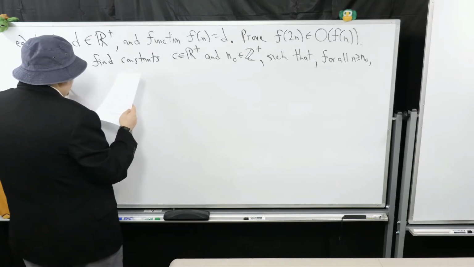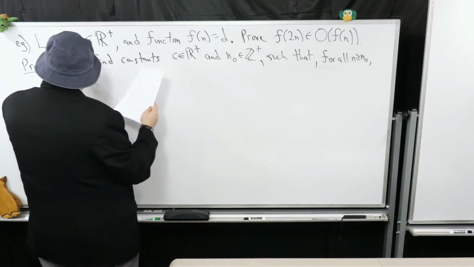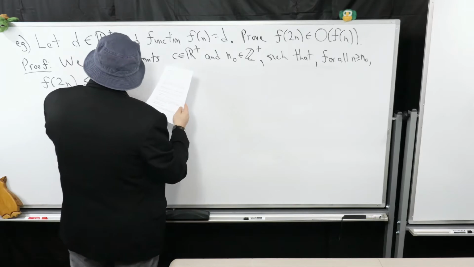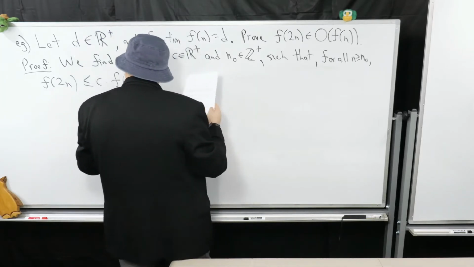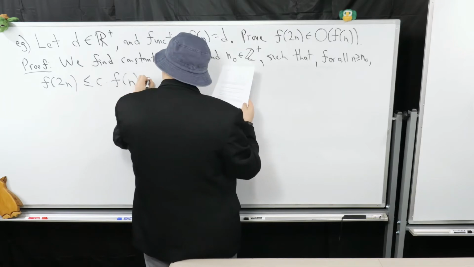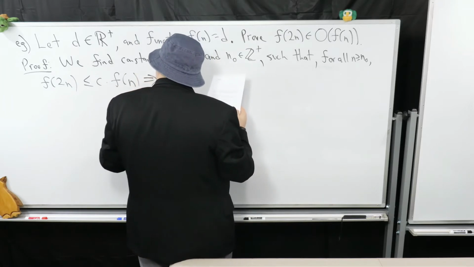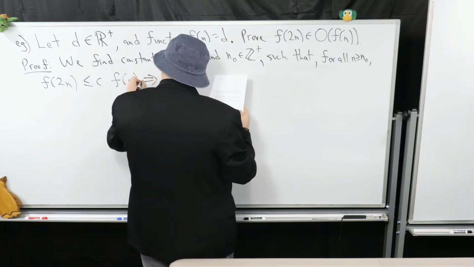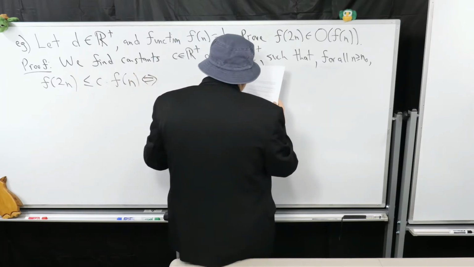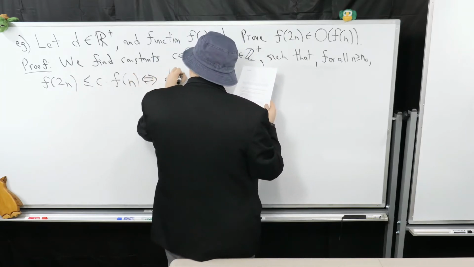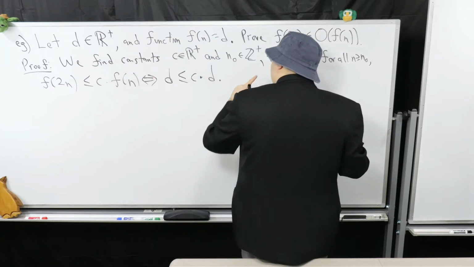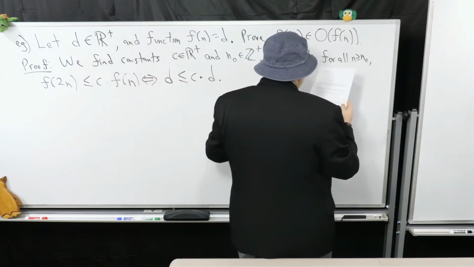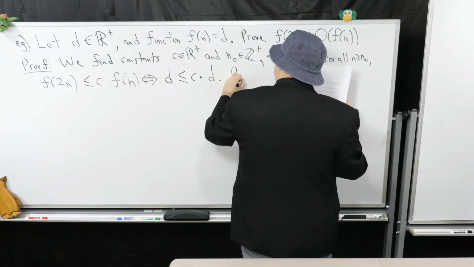f of 2n is less than or equal to c times f of n. That's what we're really trying to prove. I'm just substituting in our definition, right? But what is this? Well, when we define d in this way, it's no different than me writing the following: that d is less than or equal to c times d. This might look familiar to some of the earliest examples I've done. I'm just going to pick c is equal to 1.